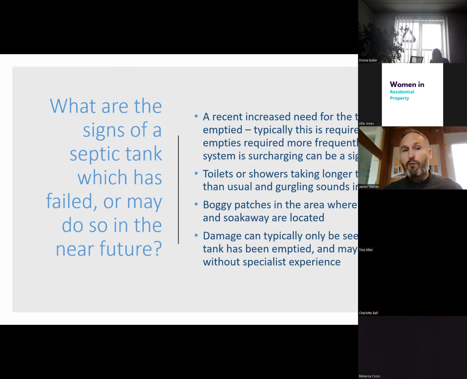Now, it may just be that it's a horribly overgrown garden and there's just stinging nettles. But if you've got other items, you can start to piece together that there might be a complete sort of holistic system failure.